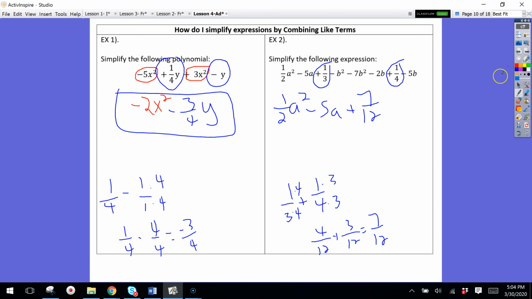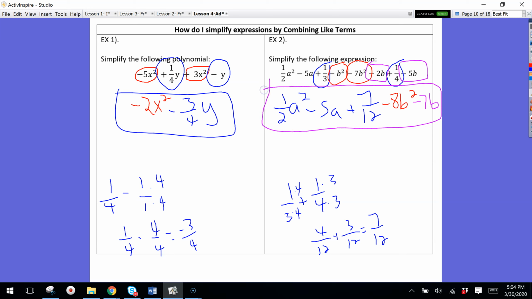Now I'm going to check, do I have any b squares I can put together? Well, I have a -b squared and a -7b squared, which is -8b squared. And then the last thing that I know I can put together are my b's. I have a -2b and a -5b, and so if I put that together, that's -7b. And that's it.